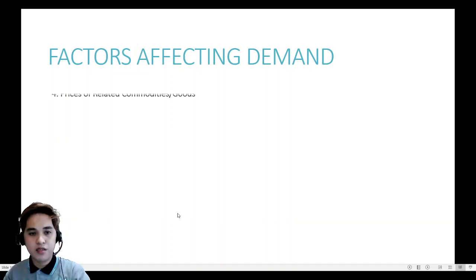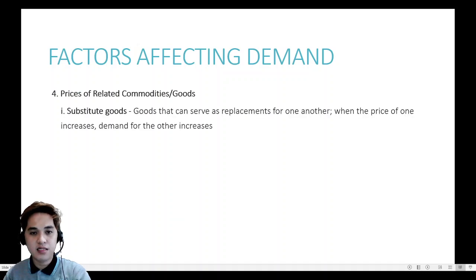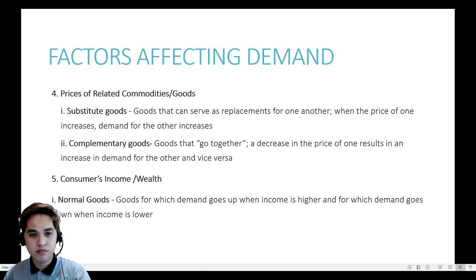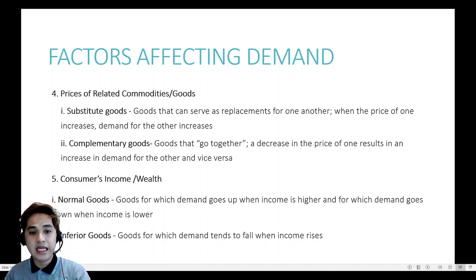So we also have price of related commodities or goods and income and wealth. Now sa prices of related goods, we have two types of goods related to this. We have the substitute goods and the complementary goods. So substitute goods are goods that can serve as replacements for one another, but not necessarily equal or identical. So let's say katong ganiha, pork and chicken. So if the price of pork will increase, the consumer will go for chicken. So it can also affect the demand for pork.